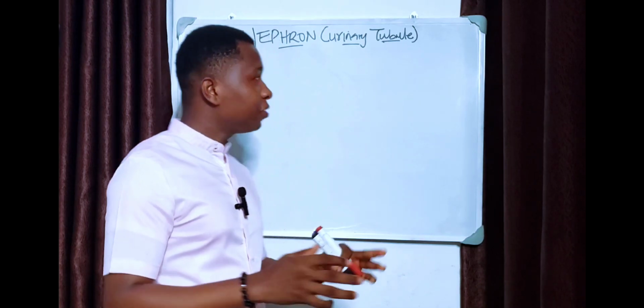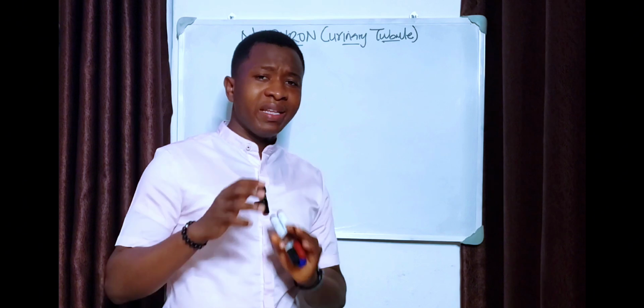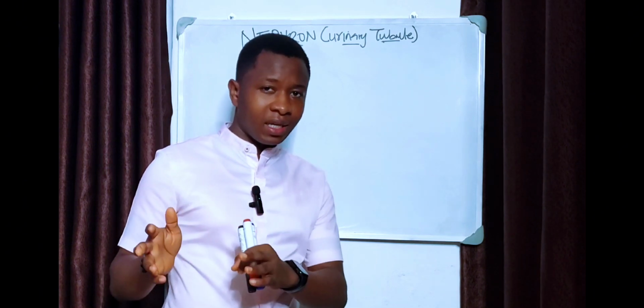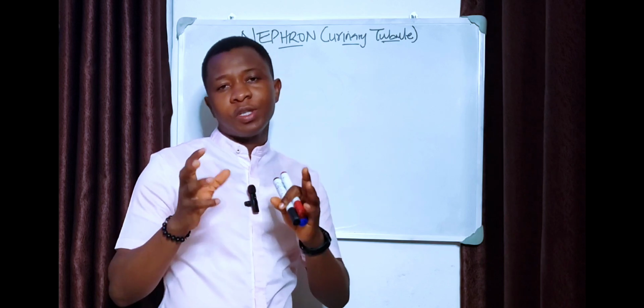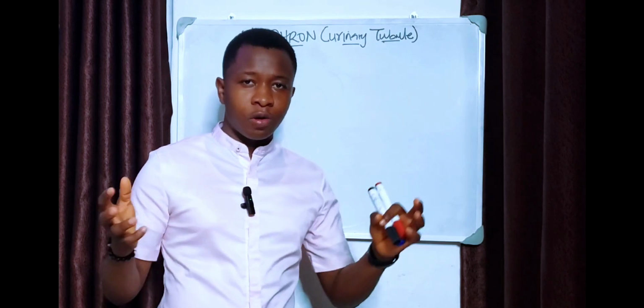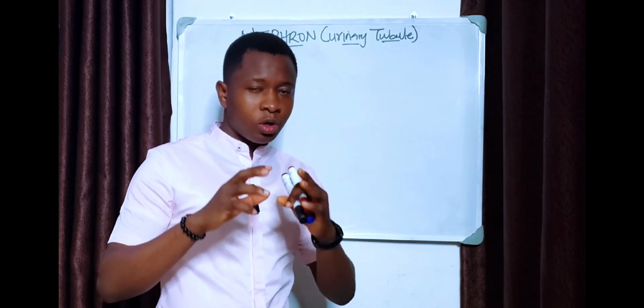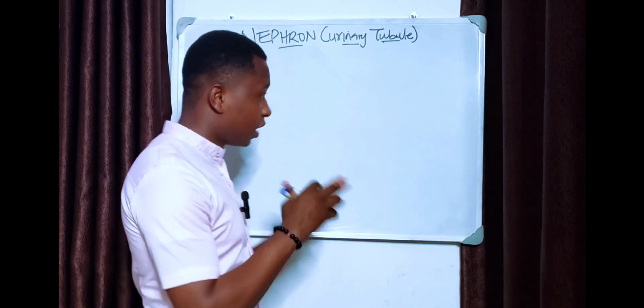So the nephron, which is often referred to as the urinary tubule, is the basic functioning unit of the kidney. That means that it can function on its own, and also it is responsible for filtration and production of urine. So in this video we're going to be looking at the structure of the nephron.